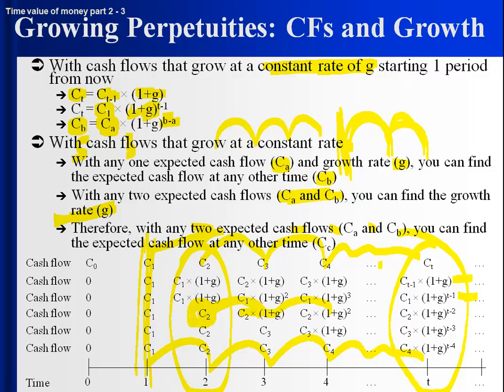Therefore, if you have any two expected cash flows, you can find the expected cash flow at some other point in time, because you can use those cash flows at two points in time to say what's the growth rate that, if it started here and ended here and it had this many periods, it would have to grow that amount per period. And if you know that, then you know what it would grow from there on forever, and you know what it would have grown in the past, if the past is relevant, but certainly the future is.